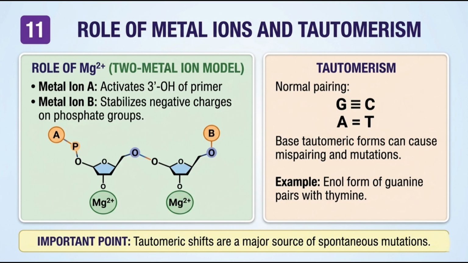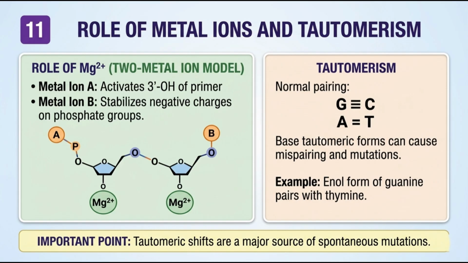Role of metal ions and tautomerism. DNA polymerases require divalent metal ions, especially Mg2+. The two-metal ion mechanism involves metal ion A, which activates the primer 3' group, and metal ion B, which stabilizes negative charges on phosphate groups.